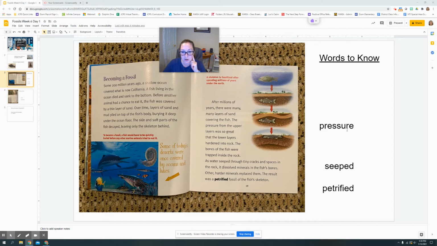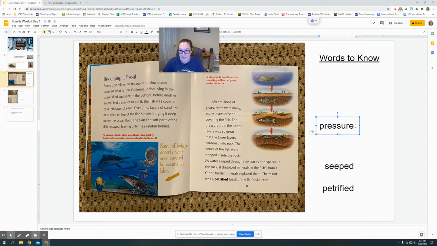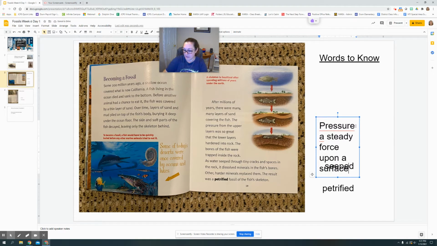What is pressure? And I put it over here in our words to know. Pressure is a steady force upon a surface. So if you think of like pushing, but it's not like when you push and then you stop pushing and then you push. It is a steady force. So it's pushing and pushing and pushing and it's not stopping. Okay, let's see if I can even type. I can. Pressure is a steady force upon a surface. Now, I'm going to highlight it and make it a little smaller so it will fit. There we go.